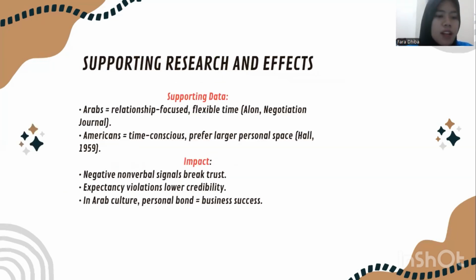And then, present data or research findings, supporting data. Research published in a negotiation journal explained that Middle Eastern cultures have a flexible perception of time. They prioritize personal connection over strict schedules. And then another study on proxemics found that Arabs prefer a closer conversational distance than Americans.